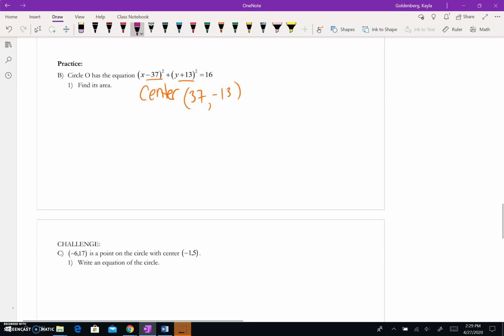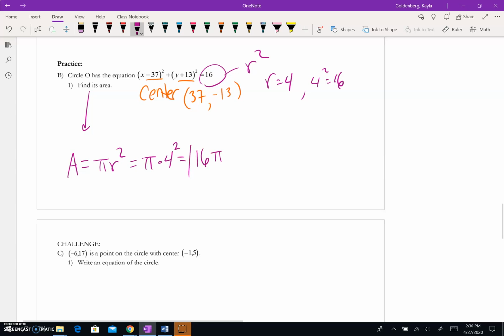The other clue that they're giving us is that this is your radius squared, which means your radius is 4, because 4 squared equals 16. Now, what they actually asked us for is the area. And if we think back to our area formulas from our last chapter, the area of a circle is pi times radius squared. So really all you need to know is that it's pi times your radius of 4 squared, which is the same as 16 times pi.